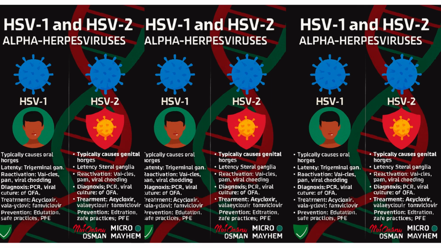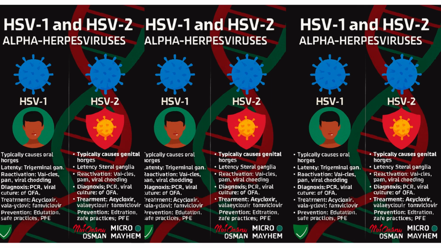So reactivation can cause pain and vesicles, which are fluid-filled blisters, and something called viral shedding, which means the virus can spread even without visible symptoms. So diagnosis of herpes simplex virus is by PCR testing, detecting the viral DNA with high accuracy, viral culture, growing the virus in a lab, and OFA, which likely refers to an oral fluid assay or an invasive method.